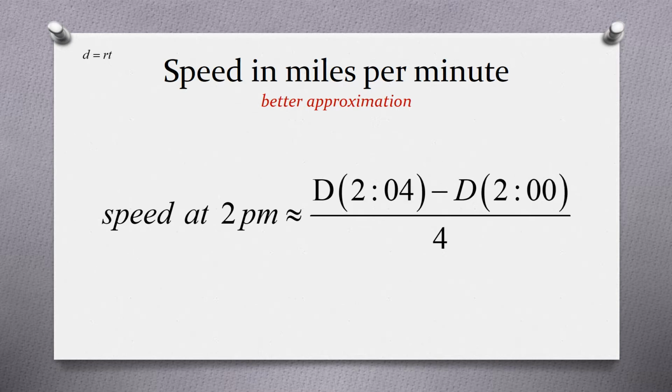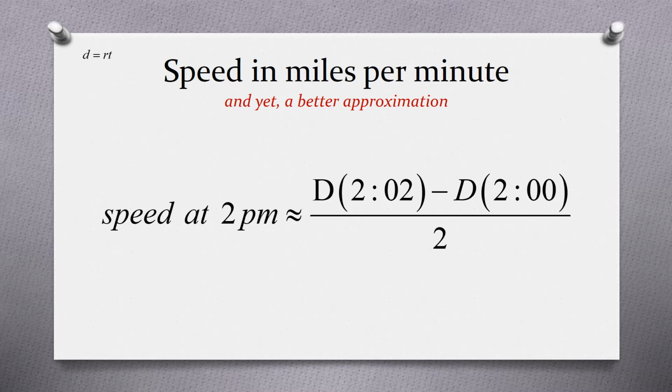So take a look. Now we're looking at a shorter interval of time. We're now looking at from 2:04 to 2 o'clock, or from 2 o'clock to 2:04, if you will allow that. And so this time interval is a little smaller. We're getting a better approximation. We can continue to improve upon our approximation by getting a shorter and shorter interval of time, yet still respecting d equals rt.